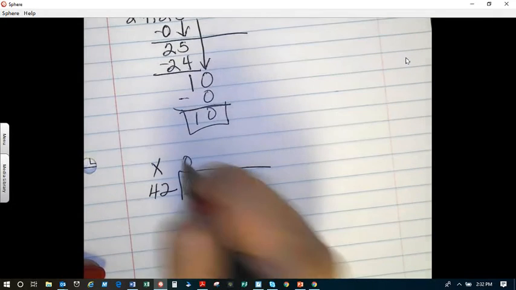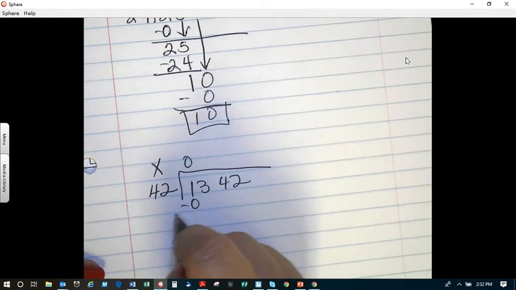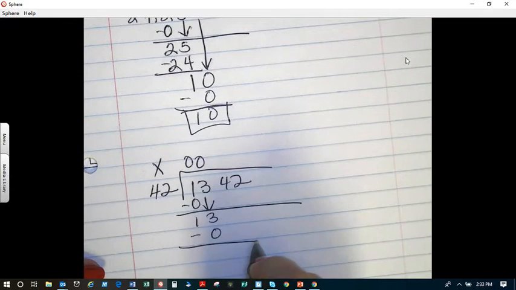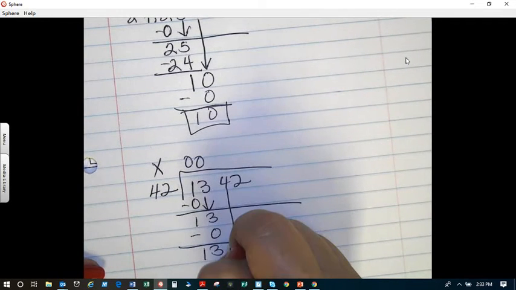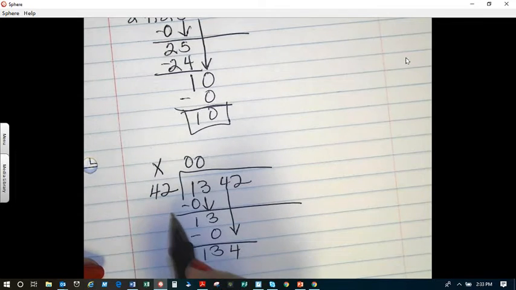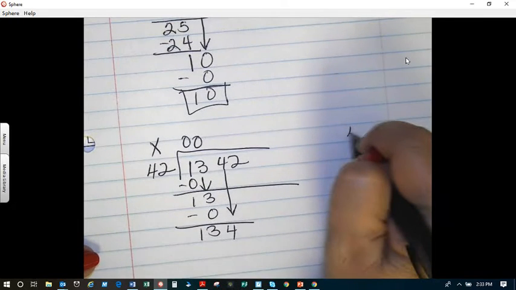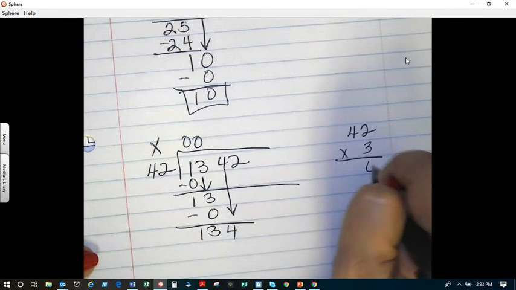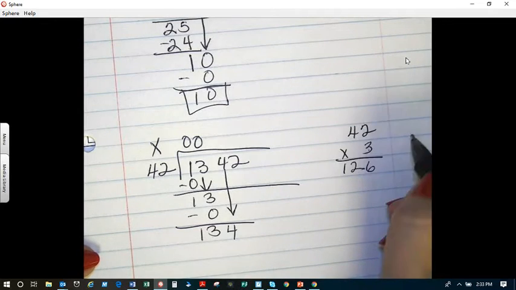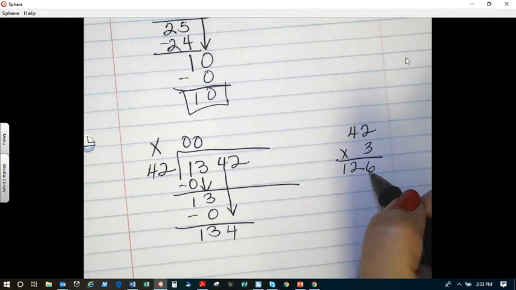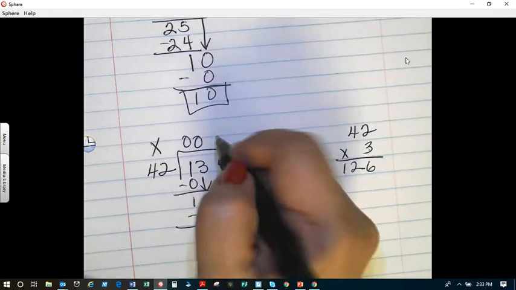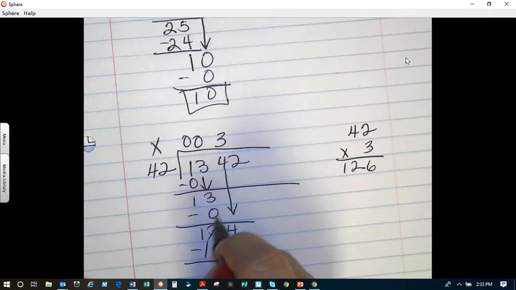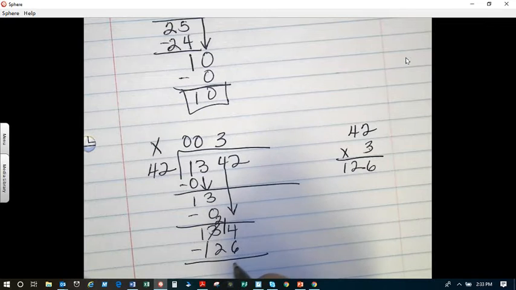42 can't go into 1, so it's 0. 1, bring down my 3. 42 cannot go into 3, that's 0. Subtract that out. Now I'm bringing down my 4. How many groups of 42 can get close to 134? So 42 times, let's do 3. 3 times 2 is 6. 3 times 4 is 12. Okay, can I put another group of 42 in there? That's going to be way too big, so it's going to be 3. And this is 126. I subtract that out. That makes it 8.